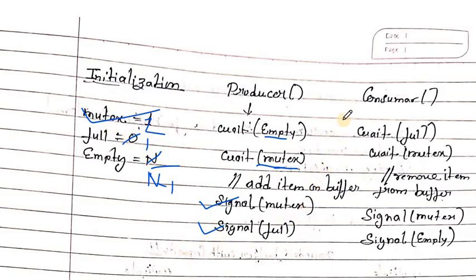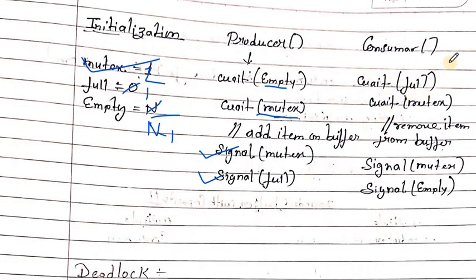Okay, now in the case of the consumer, wait on full. Full means how many elements are in the array buffer. There is 1 element in the array buffer, so the consumer can consume the value. Full becomes 0 after the wait operation. Now check the mutex. Mutex tells whether the array buffer is locked or not. The mutex value is 1, which means the array buffer is not locked, so the mutex becomes 0 after the wait operation.